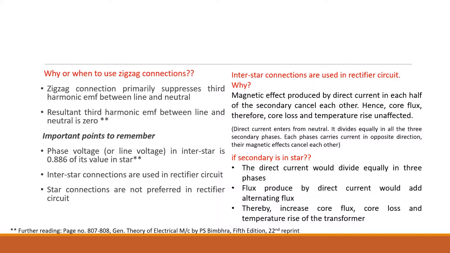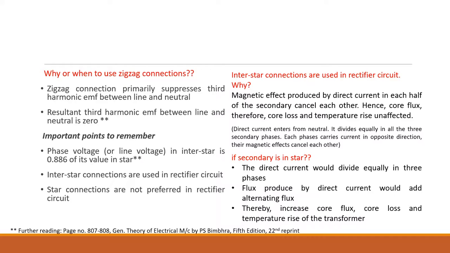If the secondary is in star with this, we said star connection is not used. But if it is there, what would happen? The DC current would divide equally in three phases. The direct current will be divided into three phases. Flux is going to be produced by this current, which will be added to the alternating flux. Thereby it is going to increase core flux, core loss, and of course temperature rise will be there.